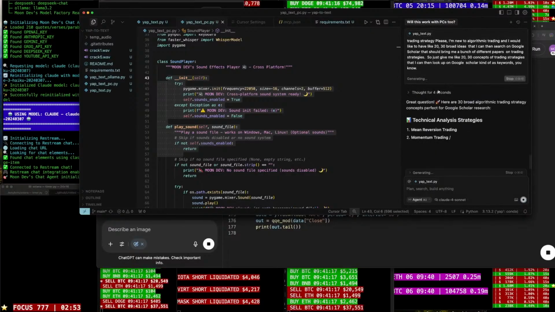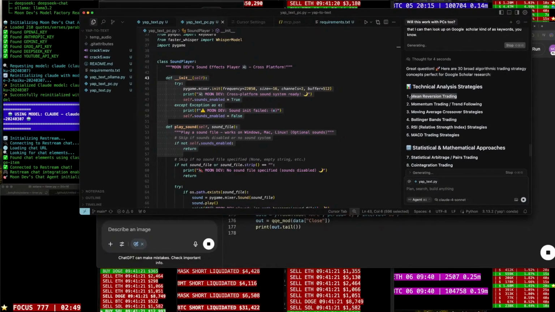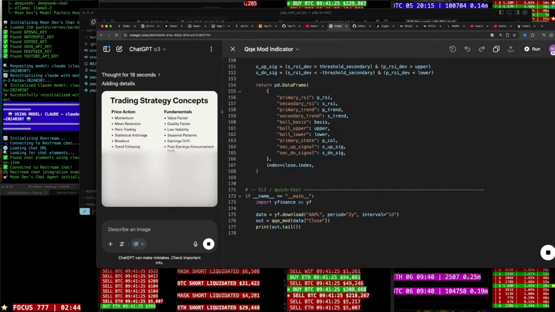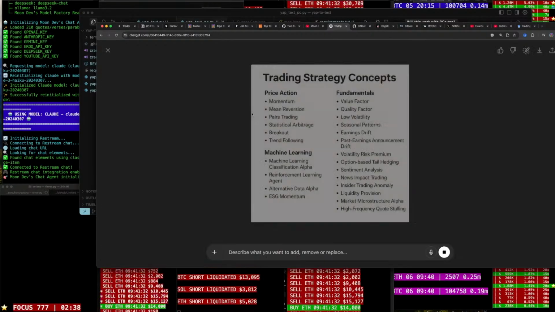Okay, so you can see here, it's going to give us a ton of different strategies here. So now these aren't, maybe you can start backtesting these, but you have to get like a deeper strategy, right? Okay, look at this. This is actually kind of nice. Trading strategy concepts. Haha, that's funny.